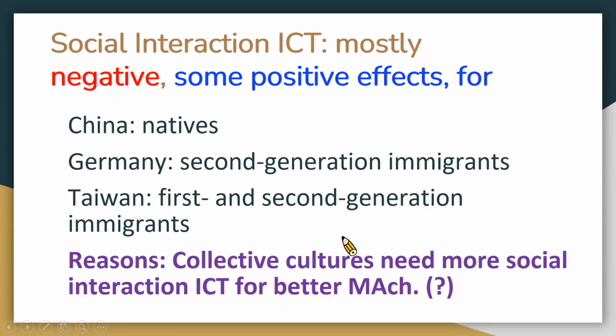For social interaction ICT use, mostly the effect on math achievement is negative. There are, however, some positive effects. For instance, for China natives, Germany second-generation immigrants, and Taiwan first- and second-generation immigrants. Perhaps we can guess that collective cultures need more social interaction ICT for better math achievement.